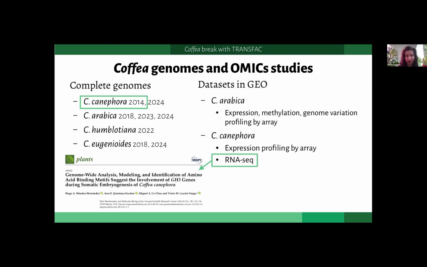We unfortunately could only find one RNA-seq dataset for this species, which is surprising given the economic importance of coffee species, but there are not so many datasets in Gene Expression Omnibus, and most of them include some kind of microarray profiling. So this only RNA-seq based study actually looks at somatic embryogenesis in Robusta coffee.